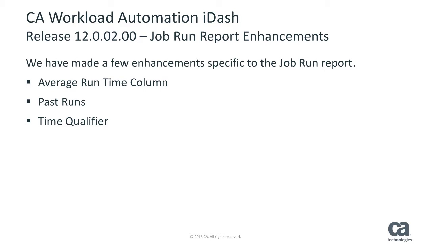The hourly interval enhancement applies to all reports. In addition, we have made more enhancements to the job run report for both CA Workload Automation AE and CA7 job runs. We have added a new average runtime column to the report. This column will display the average runtime the iDash server expected that specific run to meet.